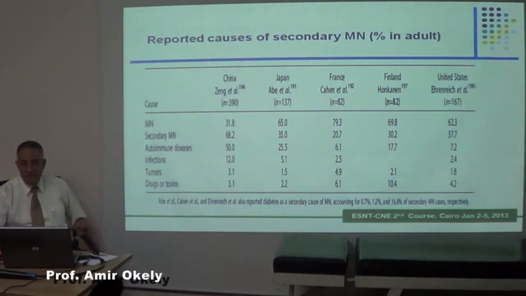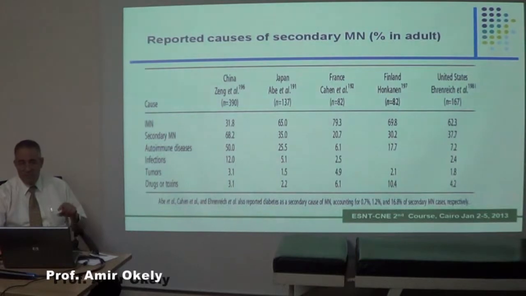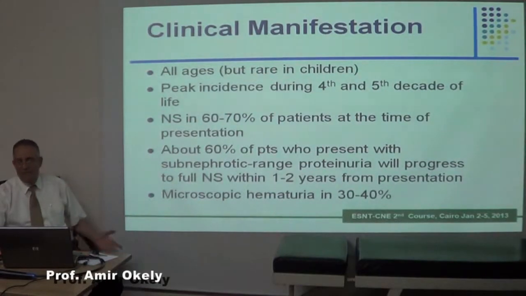Idiopathic membranous nephropathy represents about 31% of cases in China, while it represents about 62% of cases in the United States of America. Secondary membranous nephropathy is about 68% in China and about 37% in the United States. So I think the difference between idiopathic and secondary membranous nephropathy is completely different from one country to the other, as we see in this meta-analysis. What about the clinical manifestation of membranous nephropathy?